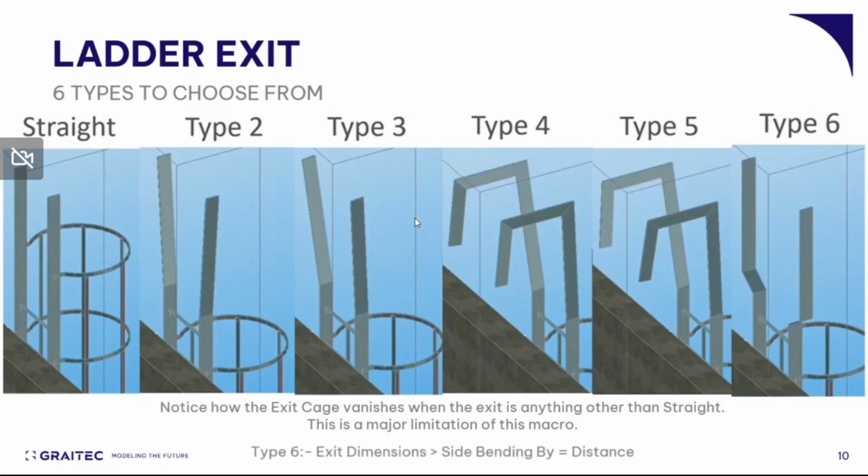On type 6, I think that's one of the most common varieties. But when you get to the exit dimensions, trying to set the size of that, you're probably going to want to set the value for side bending to be by distance rather than by an angle, because if it's an angle you can't control the overall width properly, so by distance means you can control that overall width much easier.